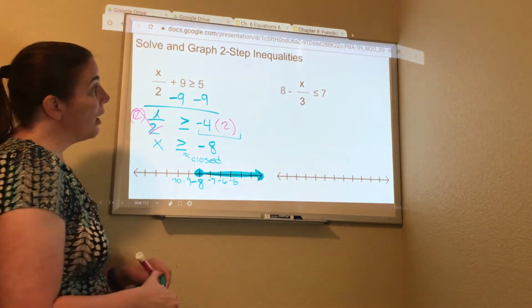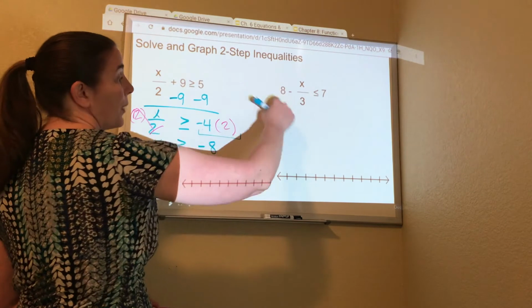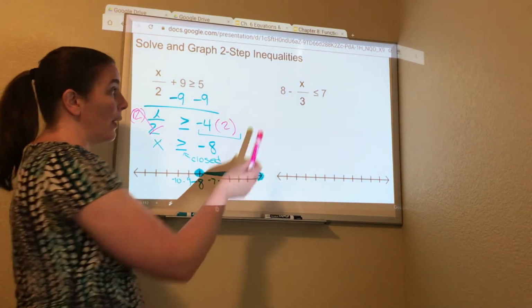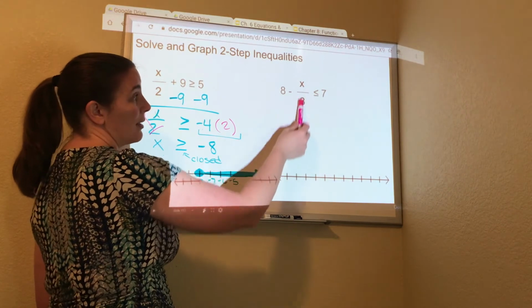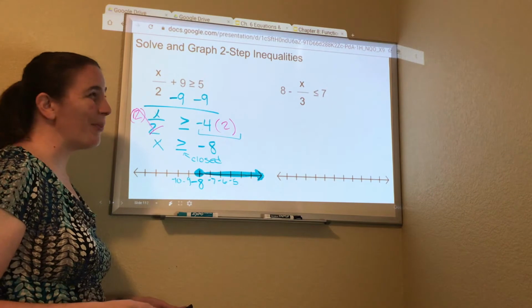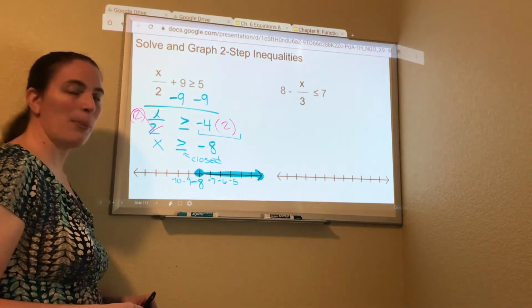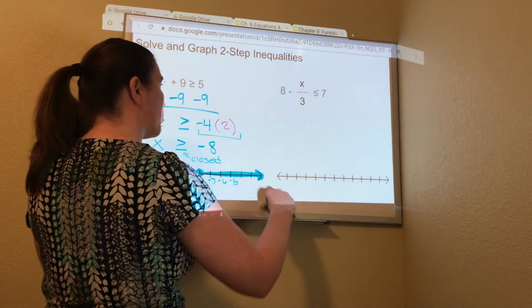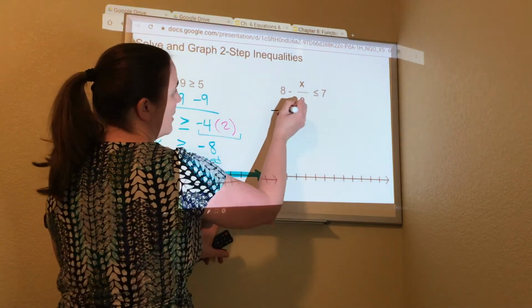All right, let's go on to this problem here. Okay, see what you can do first. Where would you start? Would you start with the 8, the x divided by 3, or the 7? I hope you chose the 8. Okay, so it's a positive 8, so we need to undo that. So I'm going to go ahead and subtract 8 on both sides.